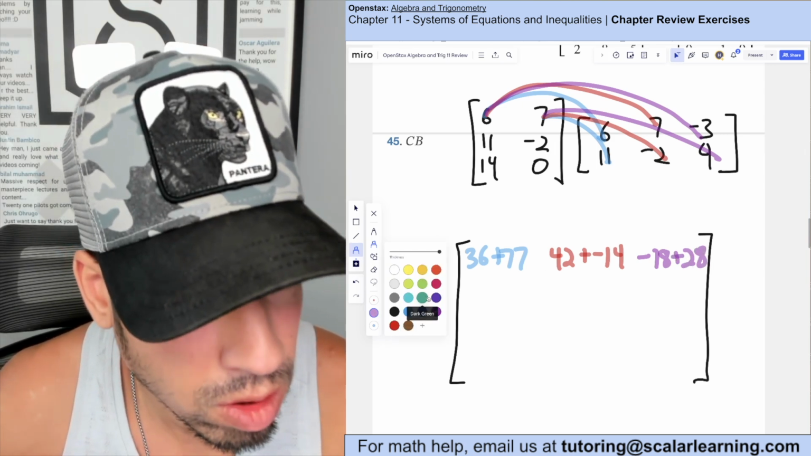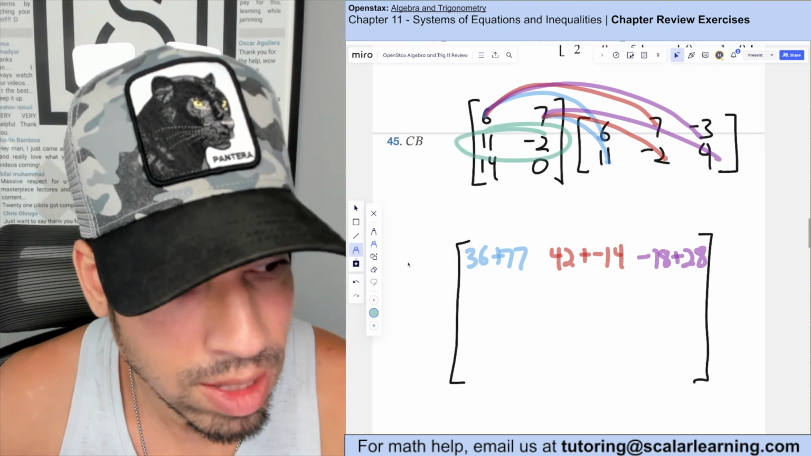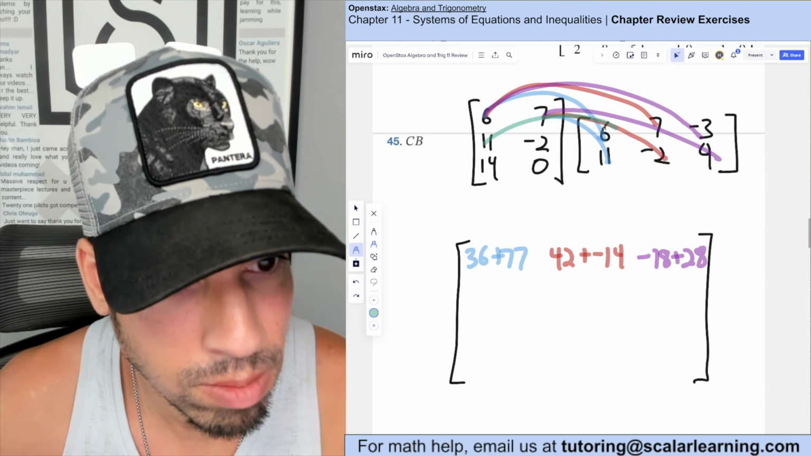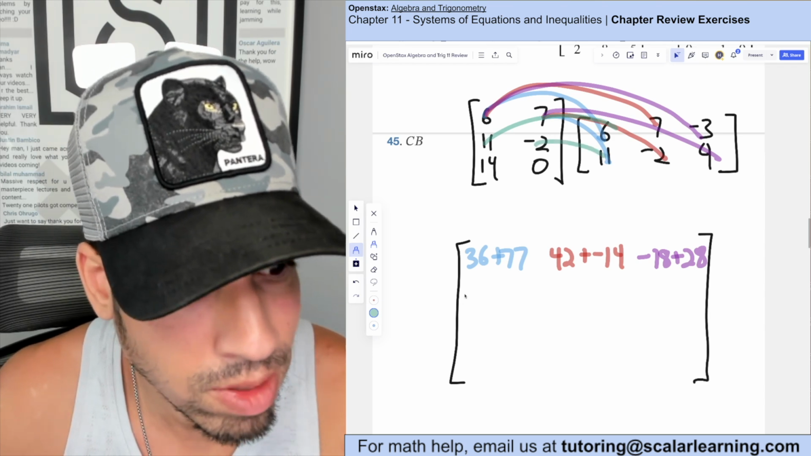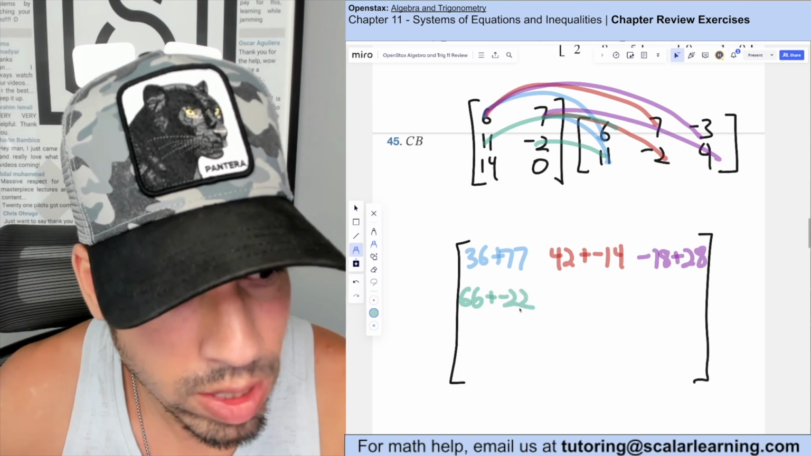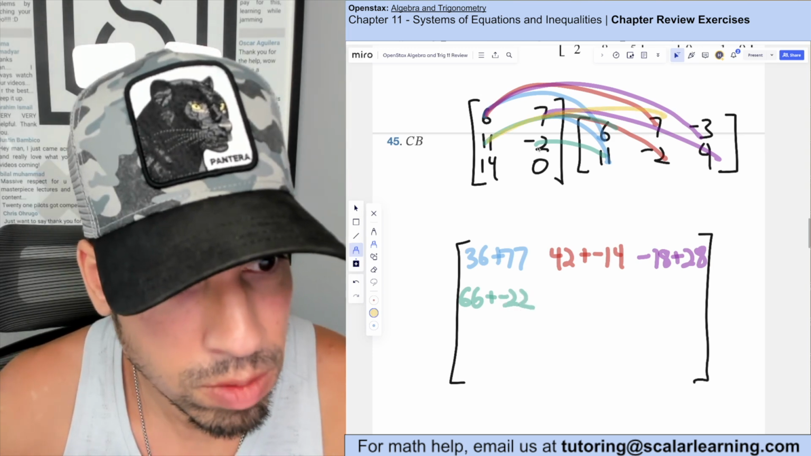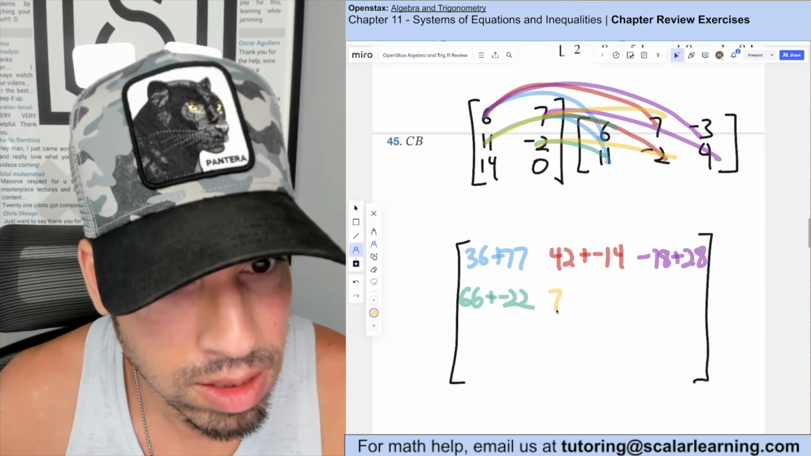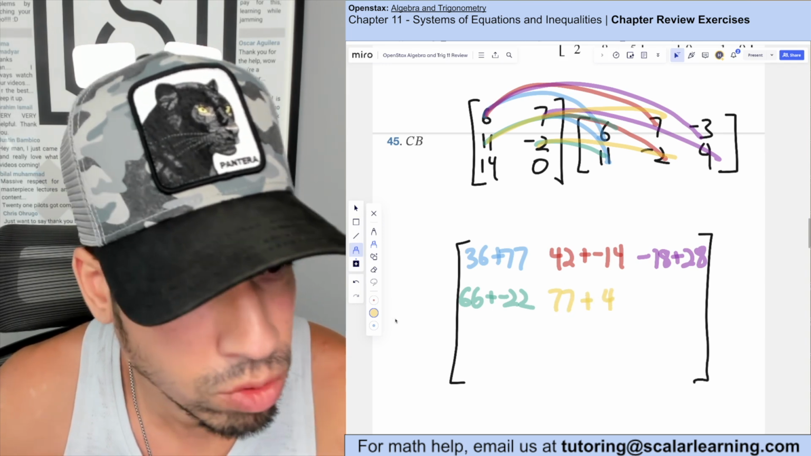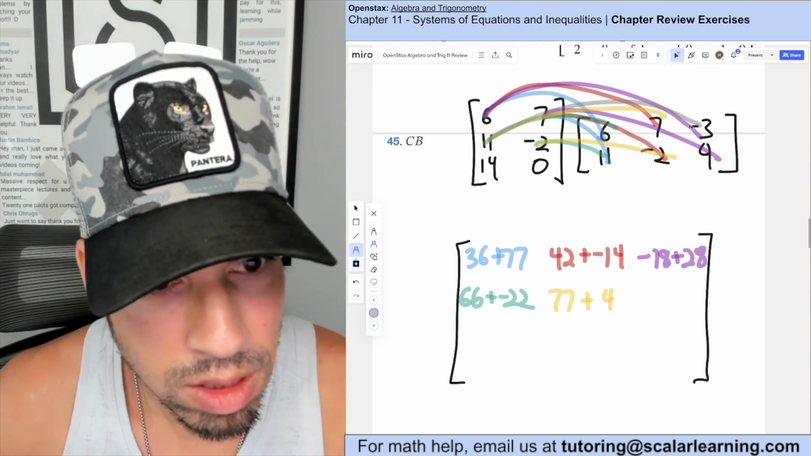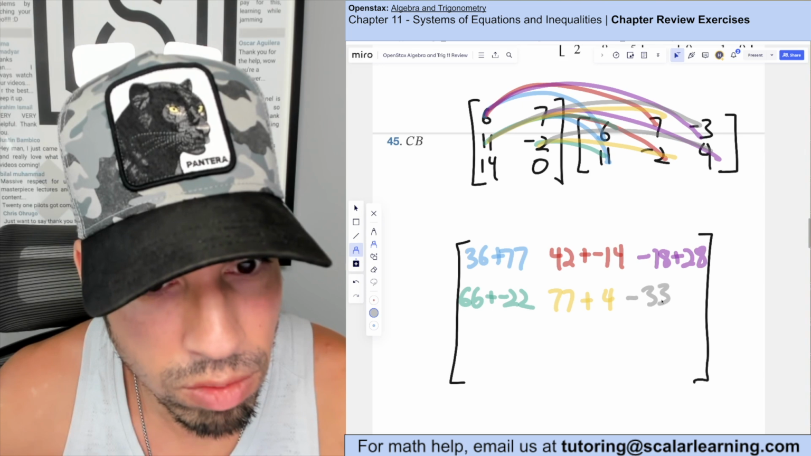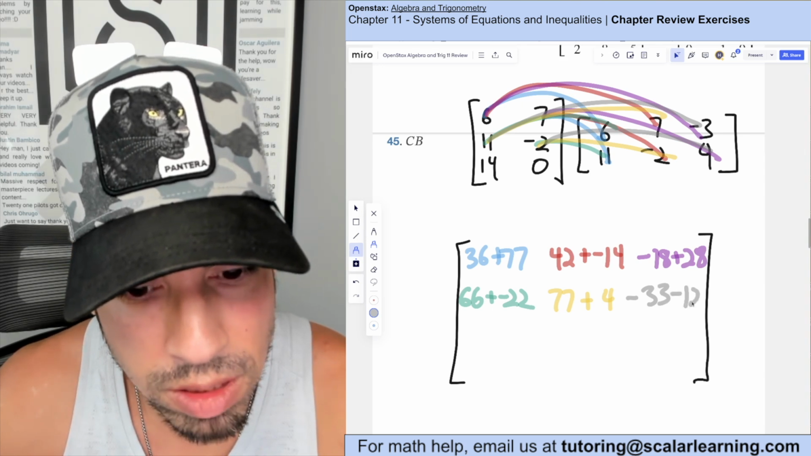Now let's move along. So now we start this guy multiplied all the way down the line again. So we go 11 times 6 plus negative 2 times 11. That is 66 plus negative 22. Then we go this times this plus this times this. That is 77 plus 4, right? Negative 2 times negative 2 is 4. And then we go this times this plus this times this. That is negative 33 minus 12 or plus negative 12.